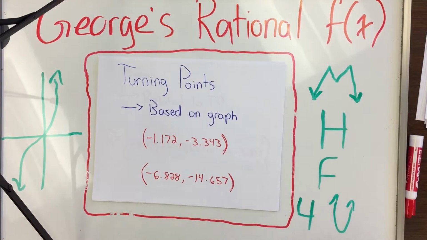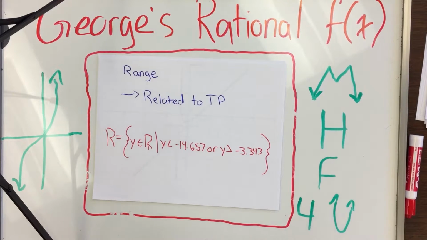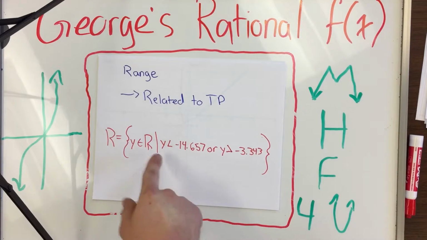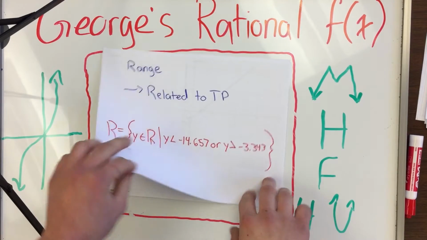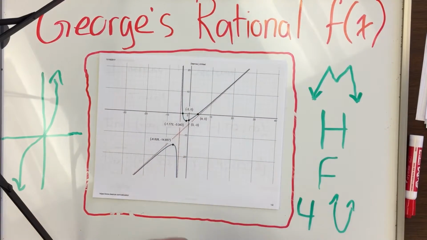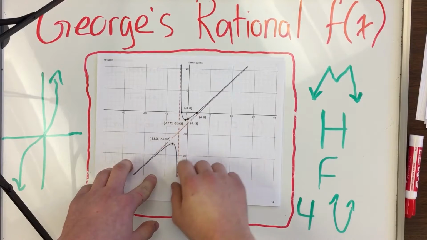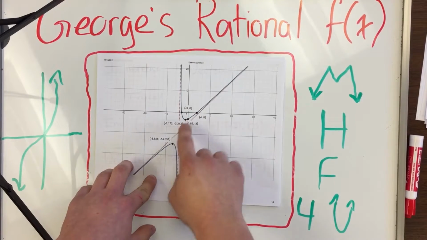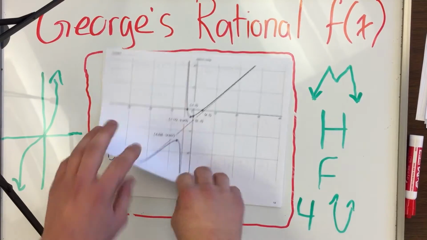Turning points based on the graph on Desmos occur at essentially (-1, -3) and (-7, -15). And the range is directly dependent on these turning points because y is equal to real numbers such that y is either going to be less than the -15 turning point or greater than the -3 turning point. So as you can see on the actual graph itself, all of these aspects plotted, you have your zeros at -3 and 4, your y-intercept at -3, and your turning points here at (-1, -3) and here at (-7, -15).